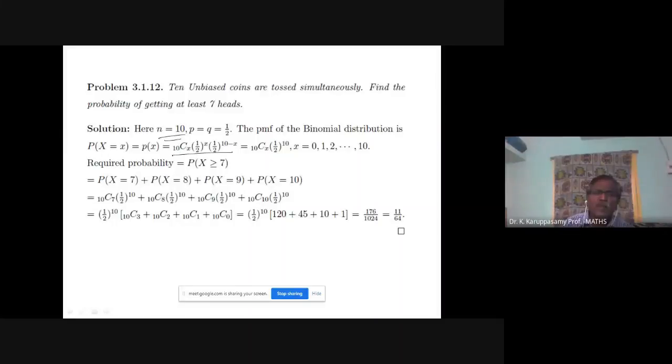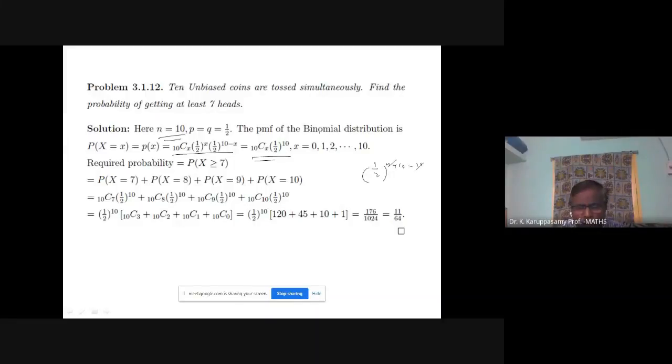Next you write the probability mass function formula. In every problem you must write the formula: NCX, P power X, Q power N minus X. Here you know N value, N is 10. So 10CX, P power X, Q power 10 minus X. If this is your probability mass function, then we can simplify. 1/2 power X, 1/2 power 10 minus X. So 1/2 power X plus 10 minus X. We can cancel X and minus X, we make it 1/2 power 10.